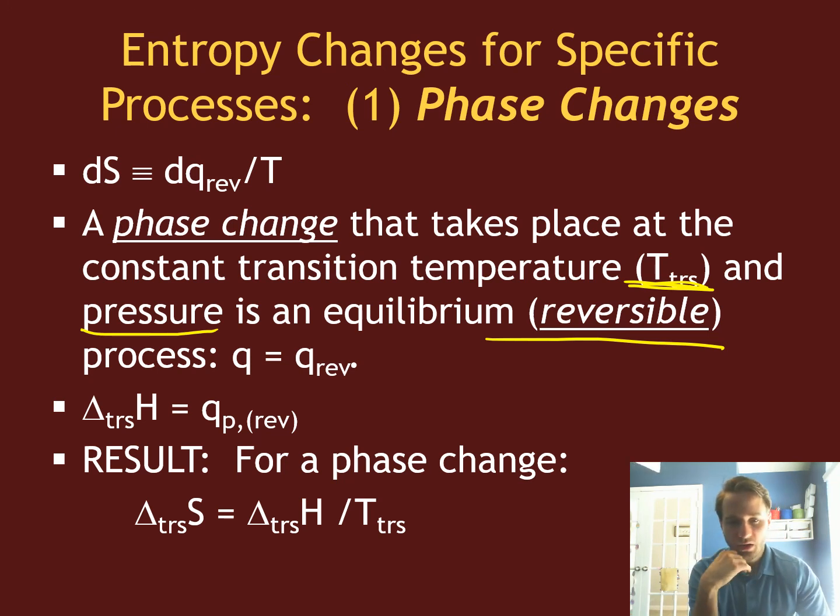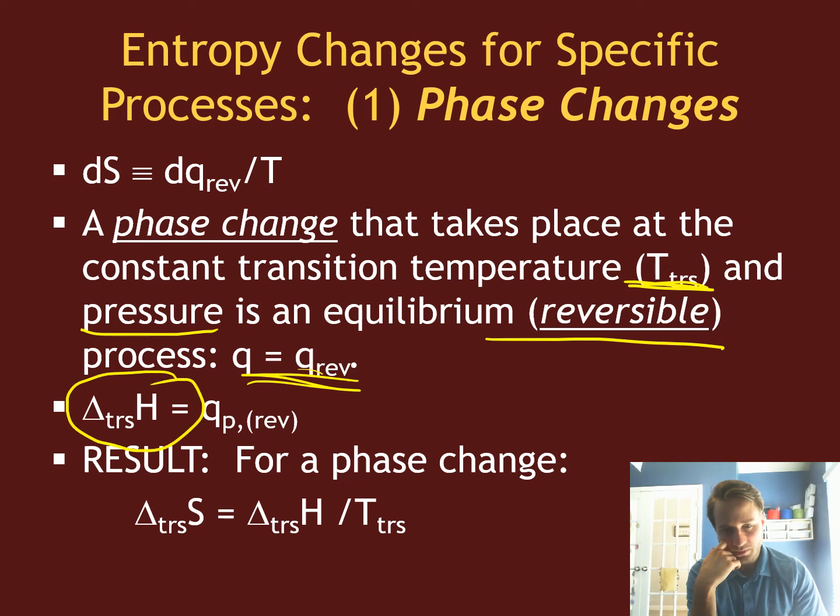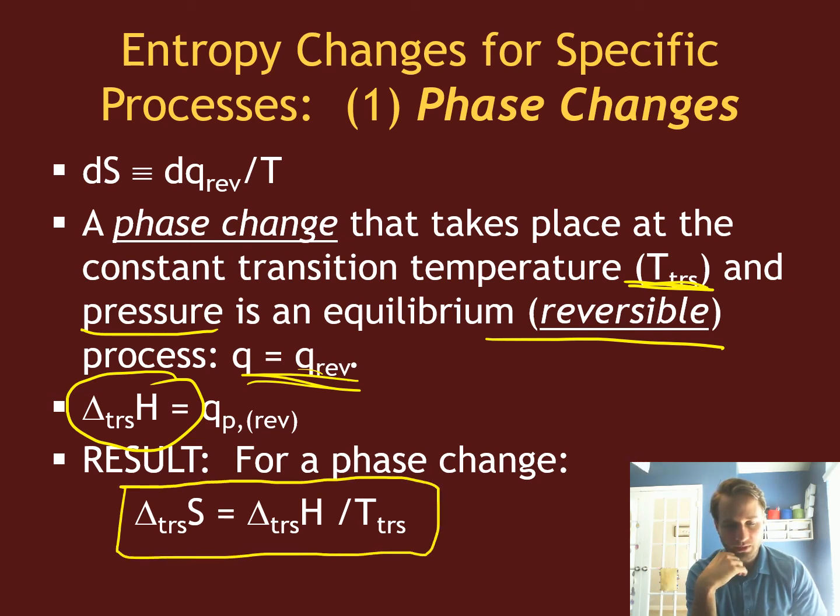So the heat transferred for that reversible process is a reversible heat, and the reversible heat transfer under constant pressure conditions is just related to the enthalpy change of that phase transition. So for a phase transition, delta S of the system is just equal to delta H of that transition divided by the temperature at which the transition occurs. This phase transfer occurs at the transition temperature, and the temperature of the surroundings is the same as this transition temperature. So you'll have an overall delta S of the universe equal to 0, because delta S of the surroundings is just minus delta S of the system.